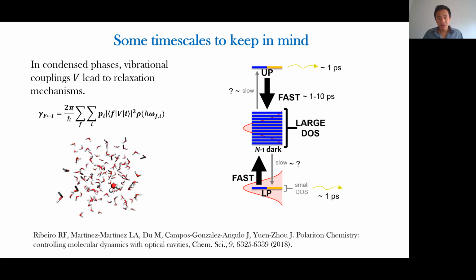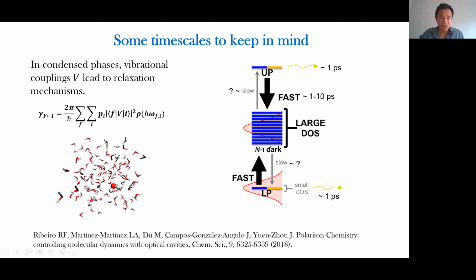Okay, so here are the timescales that we need to think about in these systems. Because there's a large density of dark states, and there is even more in infrared systems than in UV visible systems, there is a very large entropic drive to go to the dark states, according to Fermi's golden rule that tells you the larger the final density of states, the faster the rate. So this happens on the order of 10 picoseconds or so.